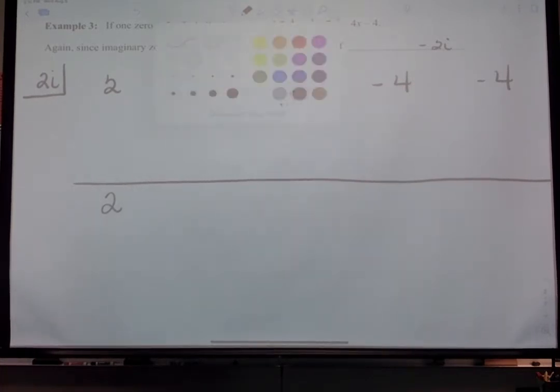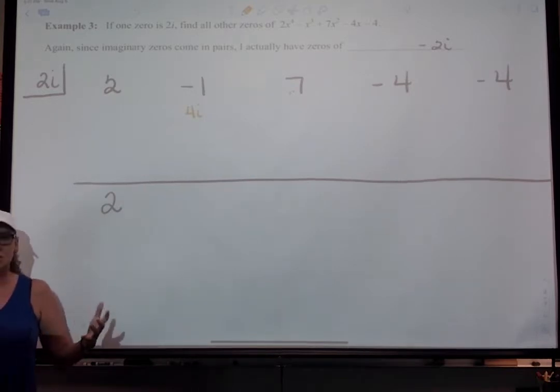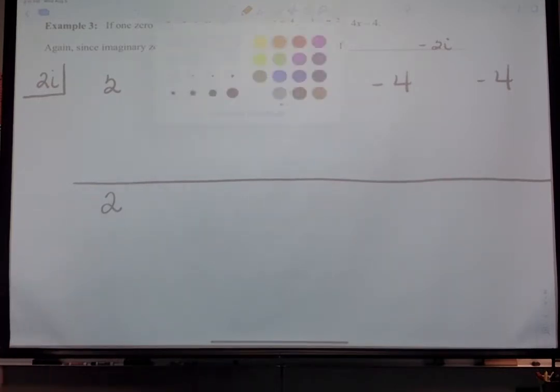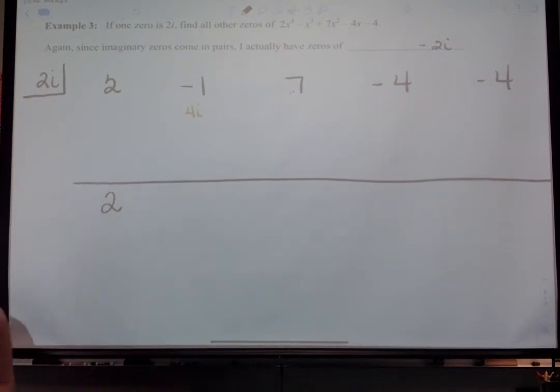Multiply. Now, when I multiply, I get 4i, right? Just 4i. That doesn't need to be simplified. It can't be simplified. It's just 4i. So, add them together, and I get -1 plus 4i.